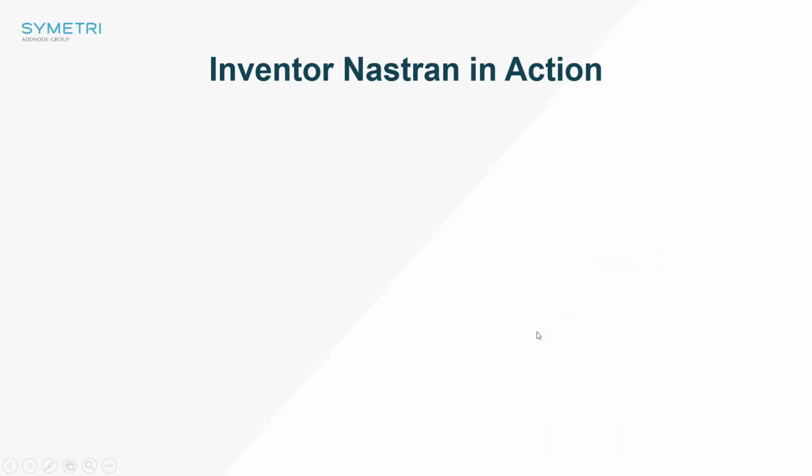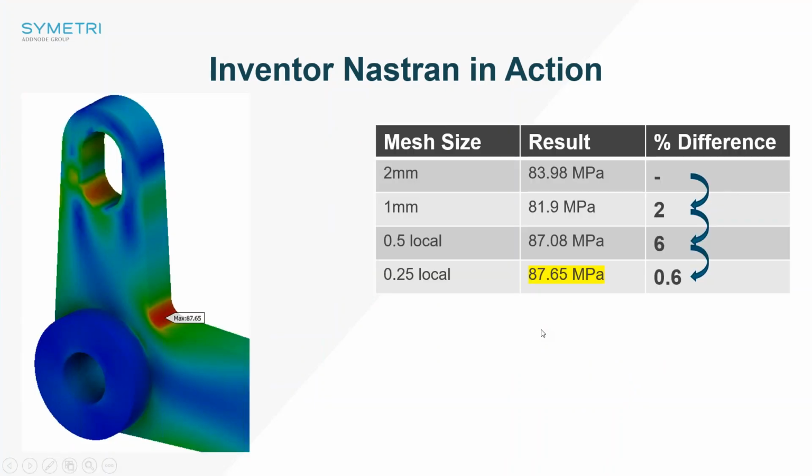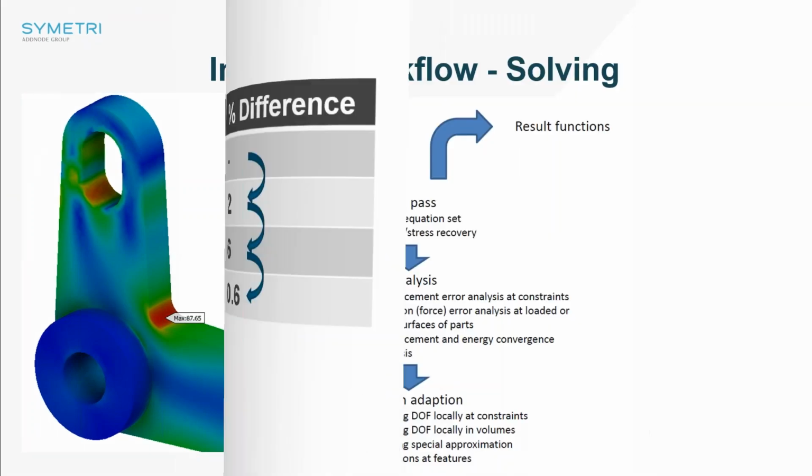So what have we got here? We have these different results. We can see the differences are very small, and for the final result, we have a 0.6% difference, almost 0. So let's see what we get in SimSolid.